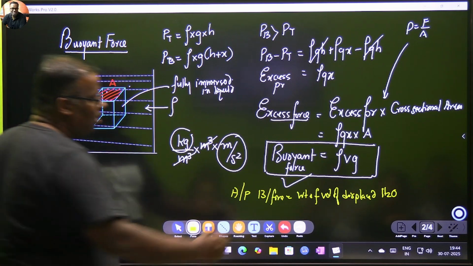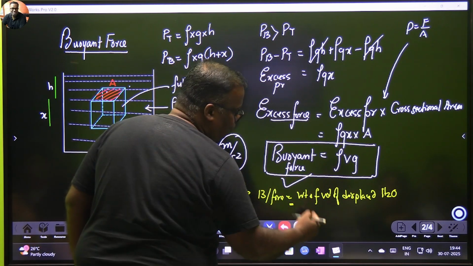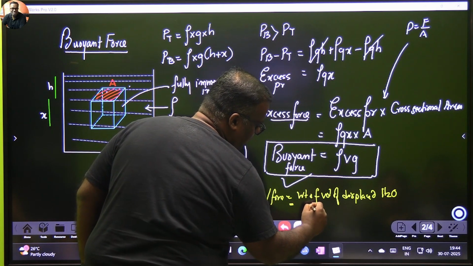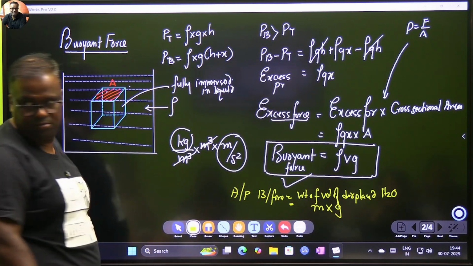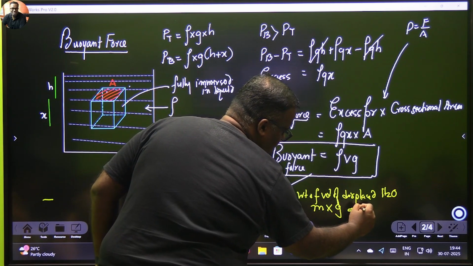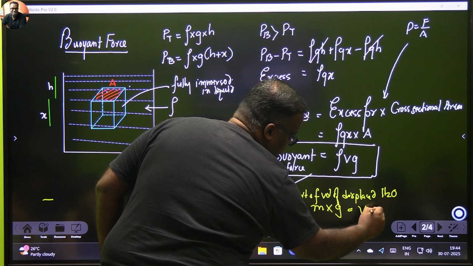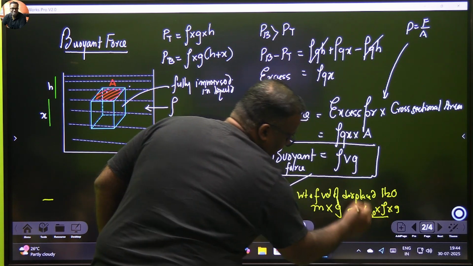Okay. What is the weight of the volume of displaced water? For weight, first you need the volume. The expression for weight should be the mass of that water into gravity. What is the mass of that water? The mass of that water is the volume of that portion of water multiplied by the density of water. This is the mass portion, multiplied by gravity for the weight.